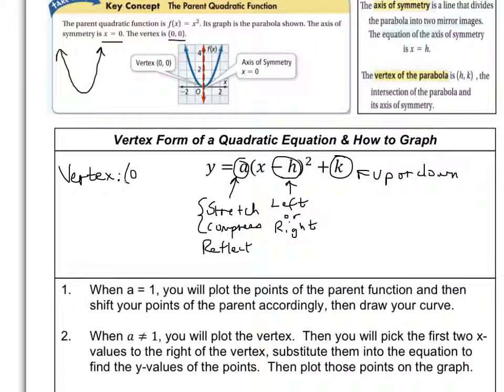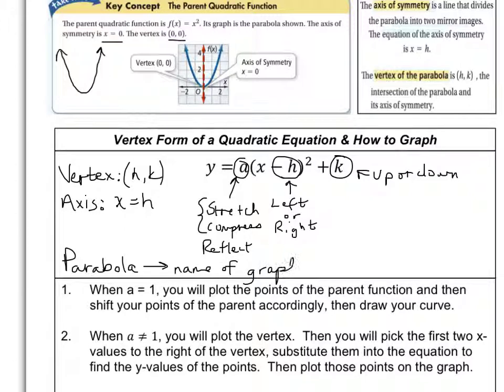The vertex is at the ordered pair 0, 0. Or sorry, not 0, 0. We'll go back on this. The vertex is at the ordered pair h and k. We're not talking about a specific problem. h and k. The axis of symmetry is at the line x equals whatever the value of h is. And again, you saw the name earlier. It starts with a P. We call this a parabola. That's the name of the type of graph it is. Called a parabola, that curve shape.